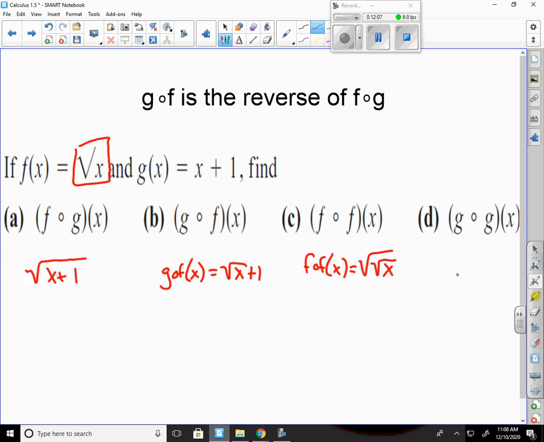And then g of g, I'll move that down some. G of x is equal to, I put an x plus 1 in for the x, and then it's still plus 1. So that one's just going to be x plus 2.